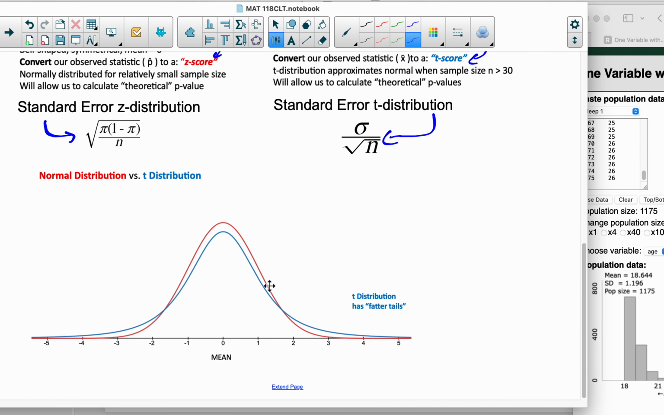And here they are just overlaid. You can see the difference between them. They're both centered about the mean, and they're both symmetrical. They're both bell-shaped, but they're just slightly different in shape. Okay.